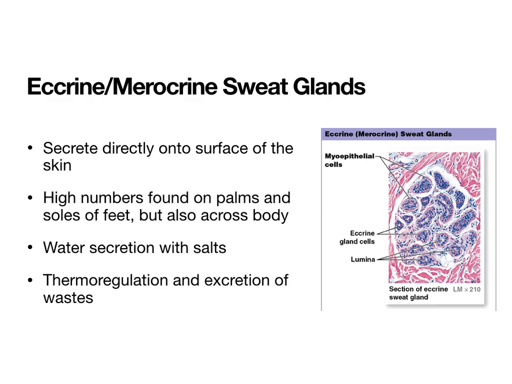Then we have our eccrine or merocrine sweat glands. These secrete directly onto the surface of the skin. They are found in high numbers on the palms, the soles of the feet, but also across our body. It has a water secretion with salts, and this is important for thermoregulation and excretion of waste.